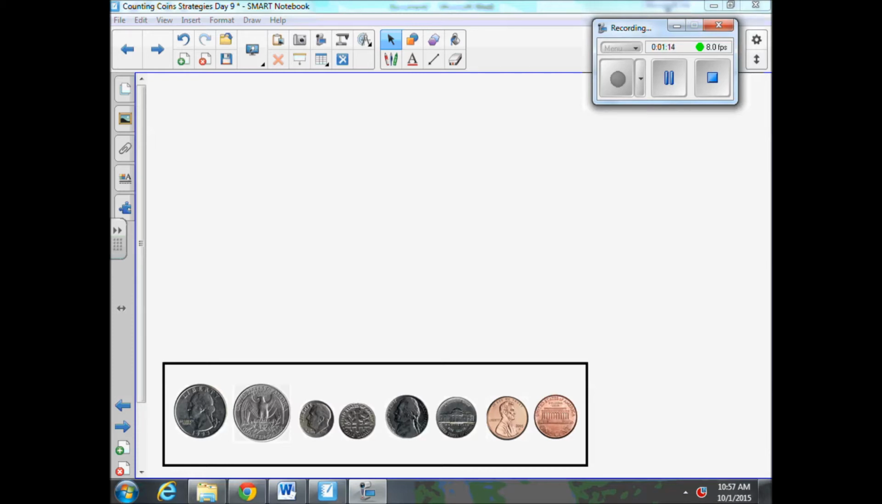Now, as we were counting by fives, I heard some people that were getting mixed up. Make sure you are practicing that at home. Make sure you practice counting by fives to $1. 90, 95, $1. Thank you.